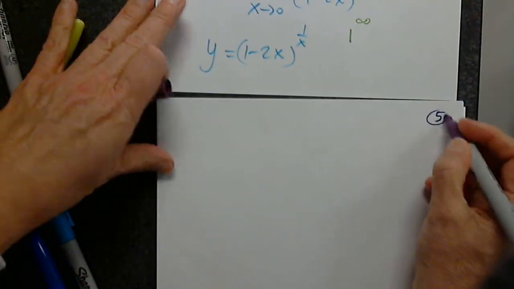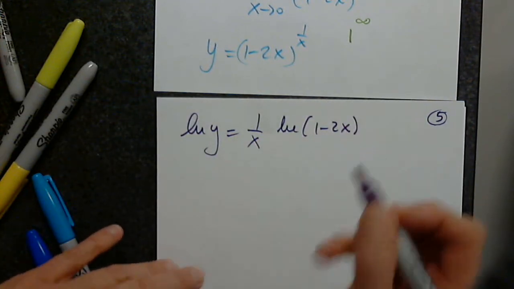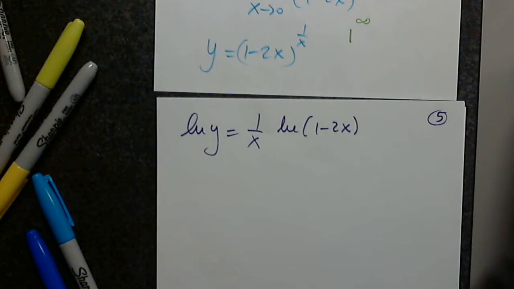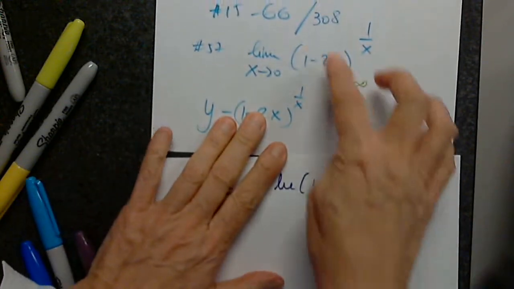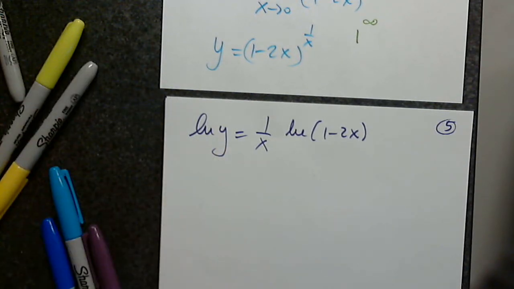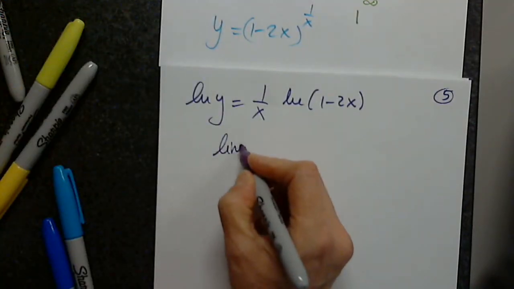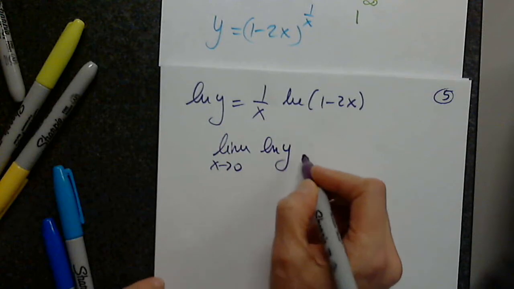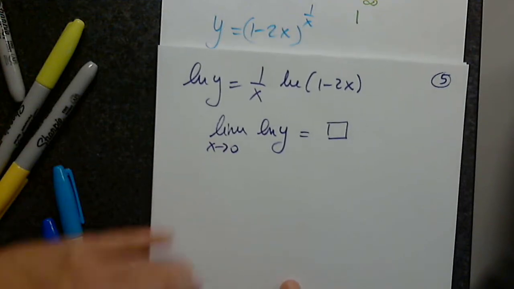So natural log y equals 1 over x, natural log of 1 minus 2x. We agree so far? Okay. Now, I do have a new function, right? Natural log of y is not the original function I had. This was y, but now I'm looking at a different function. That is natural log y. I will determine the limit as x approaches 0 of natural log y, and let's say I will get this. What will I have to do next?